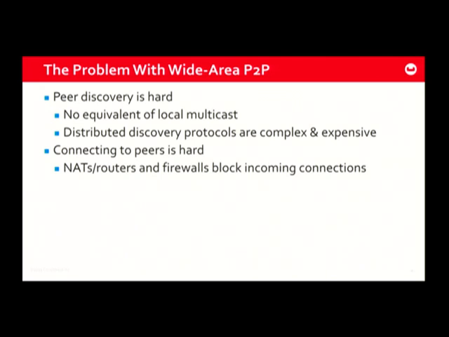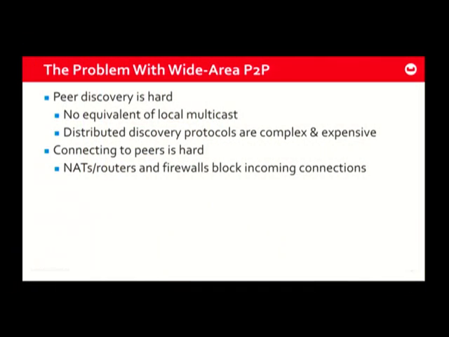The other problem is that even once you've found a peer, just being able to connect to it is hard, because these days almost all client devices are behind some sort of firewall or network address translator that by default will block incoming connections. So the typical router, Airport base station, whatever that your home is behind does not accept incoming connections by default unless you configure it to.